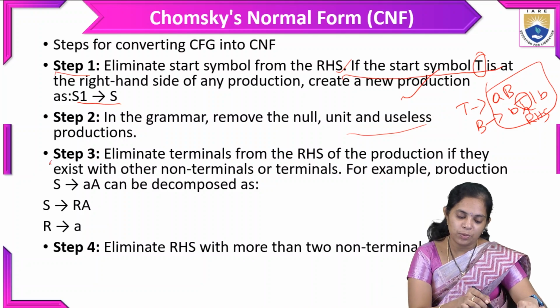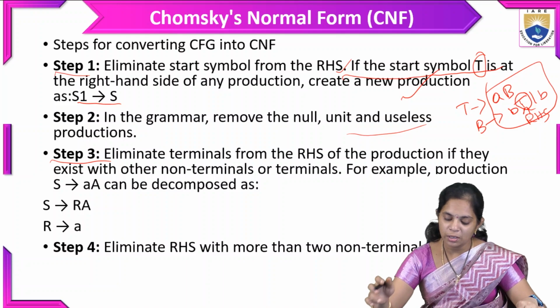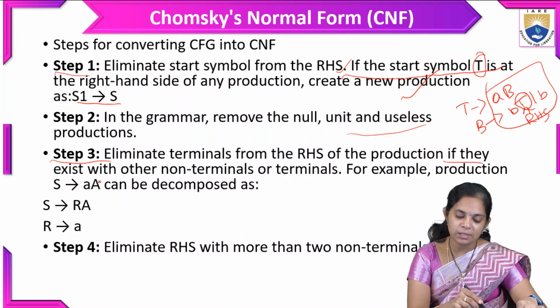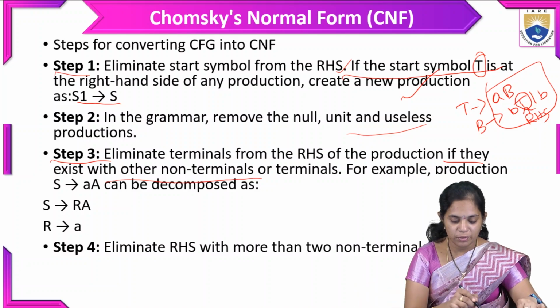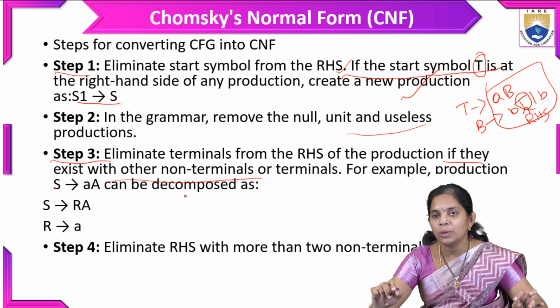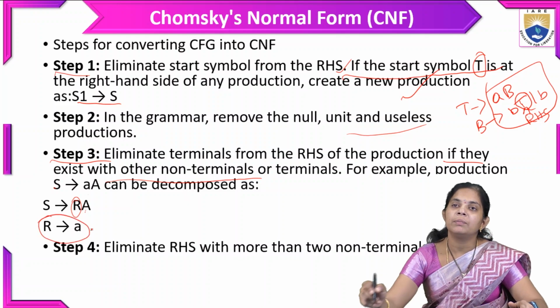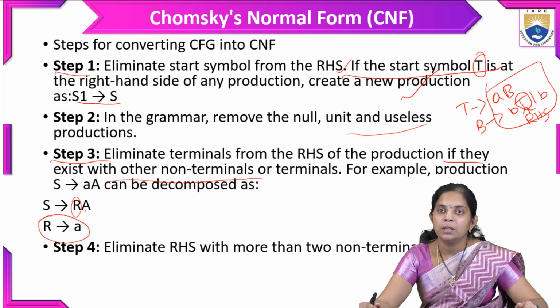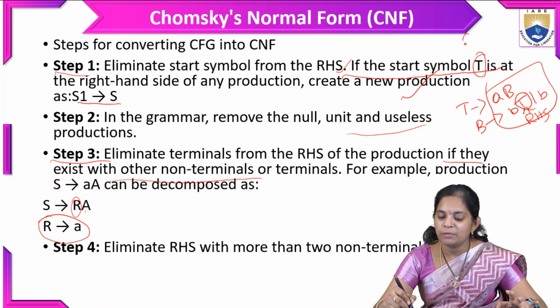And step 3: eliminate the terminals from the RHS of the production. If they exist along with other non-terminals or terminals, for example the production A tends to aA, we need to write the terminal as a new non-terminal, and that new non-terminal goes to the terminal. Like this, we need to write for the conversion of CFG to CNF.